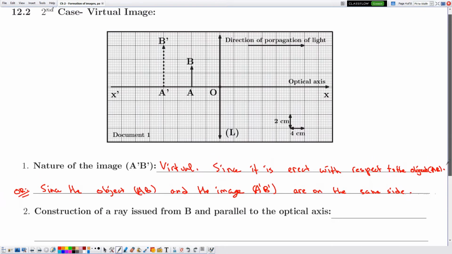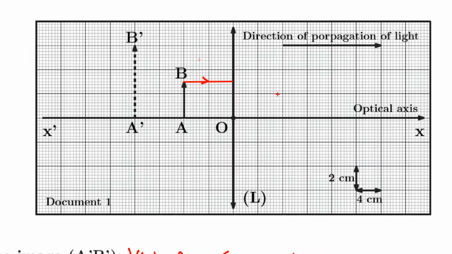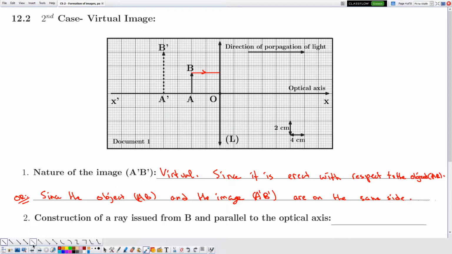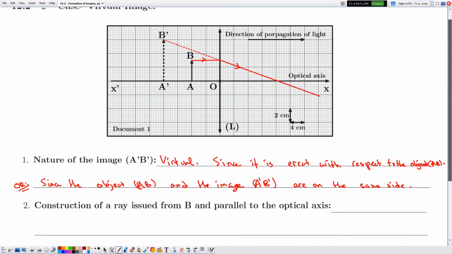Now in number 2, they are telling me construction of a ray issued from B and parallel to the optical axis. So this is a ray issued from B parallel to the optical axis. We know that this ray will emerge passing through the image focus, but in this case we don't know the image focus. However, we know the image B prime of B. Then this ray will emerge as if coming from B prime. So let's connect the point B prime with the point where the incident ray hits the lens. Therefore, this ray will emerge as if coming from B prime, like this. And we don't forget arrows on light rays that indicate the direction of propagation of light.